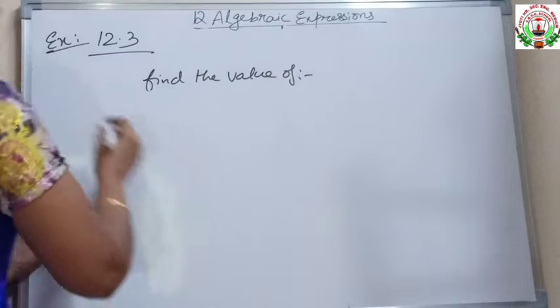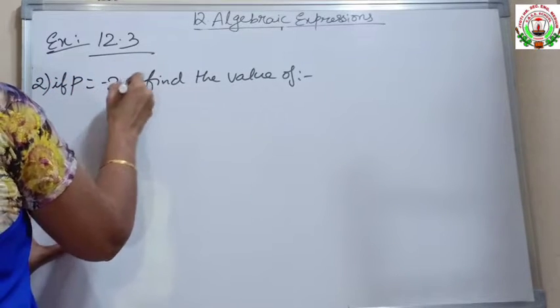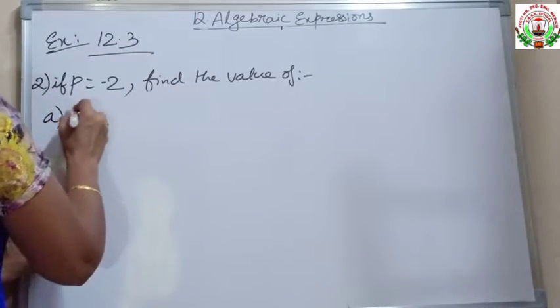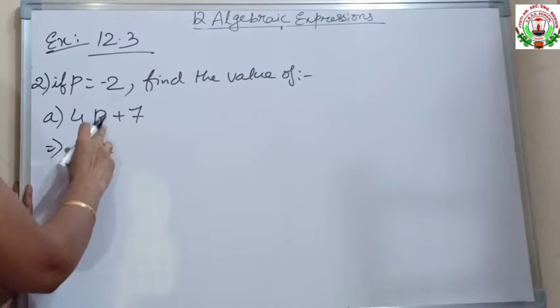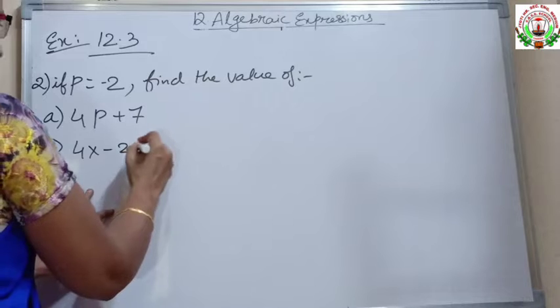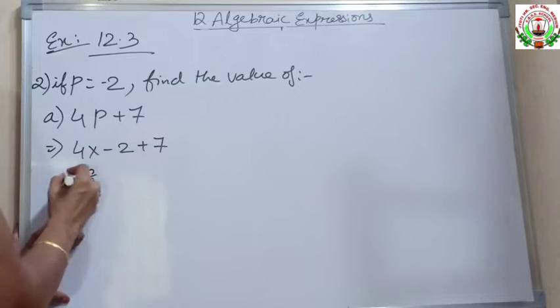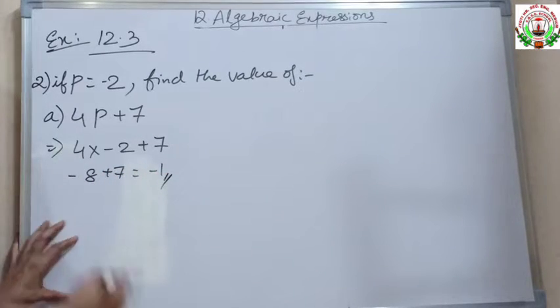If p is equal to minus 2, find the value of 4p plus 7. So in the place of p you have to keep minus 2. So 4 into minus 2 plus 7. So 4 2s are 8 and minus sign, plus 7. So minus 1 is your answer.